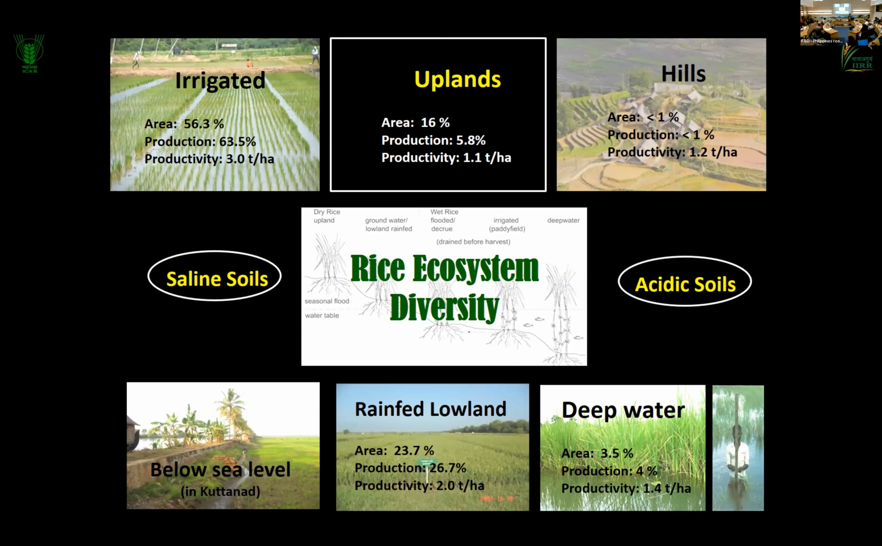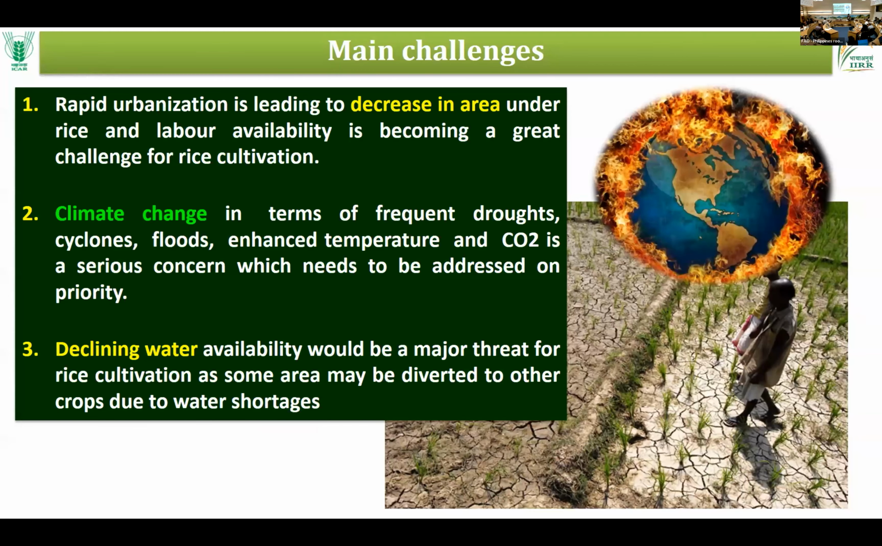Rice is one beautiful crop. It can grow in different ecosystems, starting from irrigated, upland, hills, then saline soils, acidic soils, below sea level, then rain-fed lowland, deep water. So rice can grow in different ecosystems, but the point is that productivity will be very low. That we need to address.